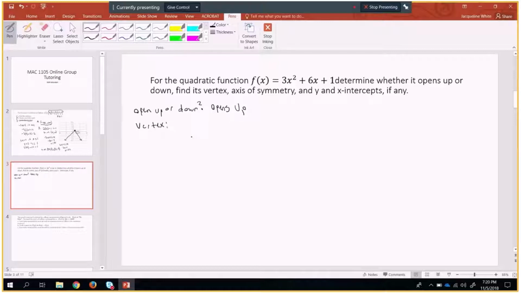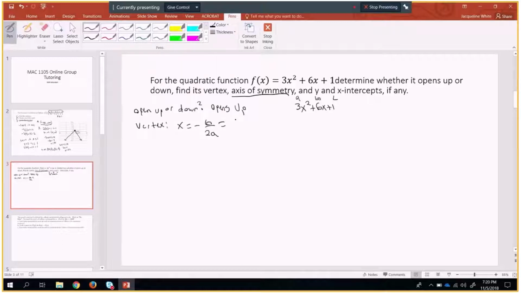All right, now find its vertex. To find its vertex, our first step is to find our axis of symmetry, which is conveniently our next question. So our axis of symmetry is just going to be x is equal to negative b over 2a. Let's write our equation down over here once again: a is equal to 3, b is equal to 6, and c is equal to 1. So if we know this equation, we just plug in all our values.